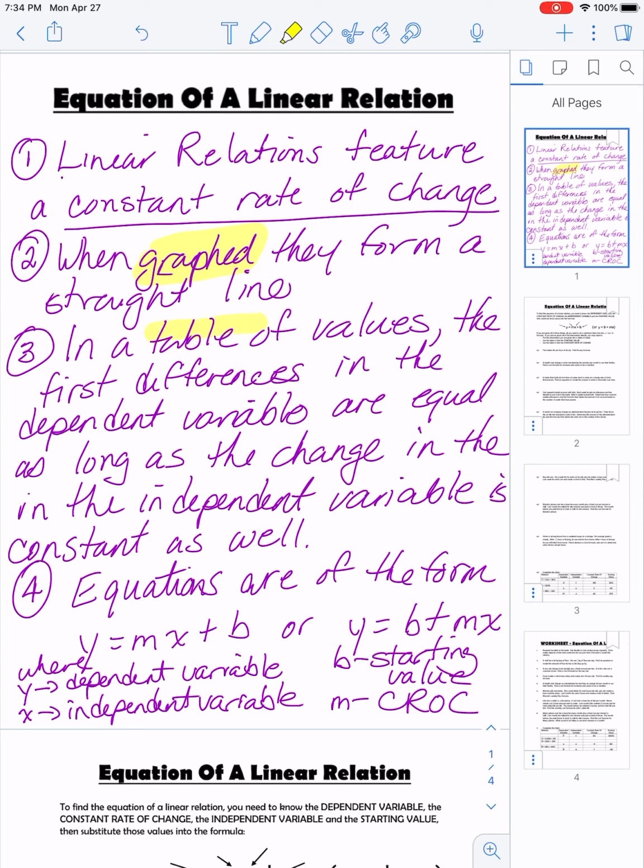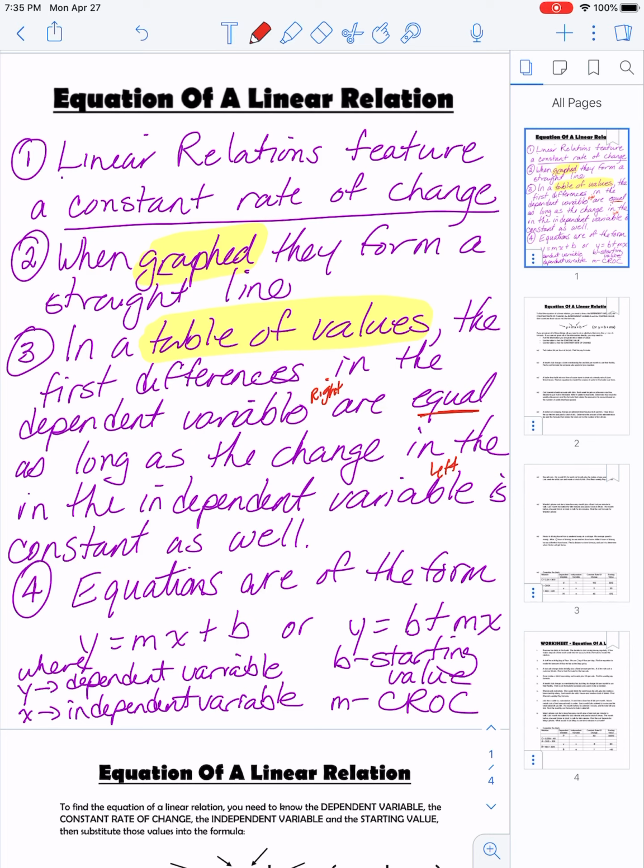We've looked at them in table of values form. And when they're in a table of values, the first differences in the dependent variable, that's the variable on the right-hand side of the table, are going to be equal as long as the change in the independent variable, on the left-hand side, is constant as well.